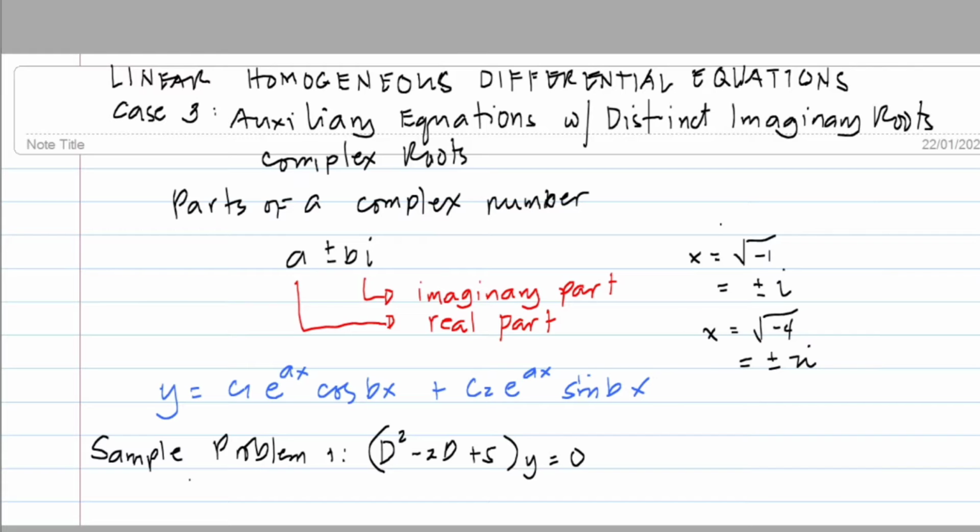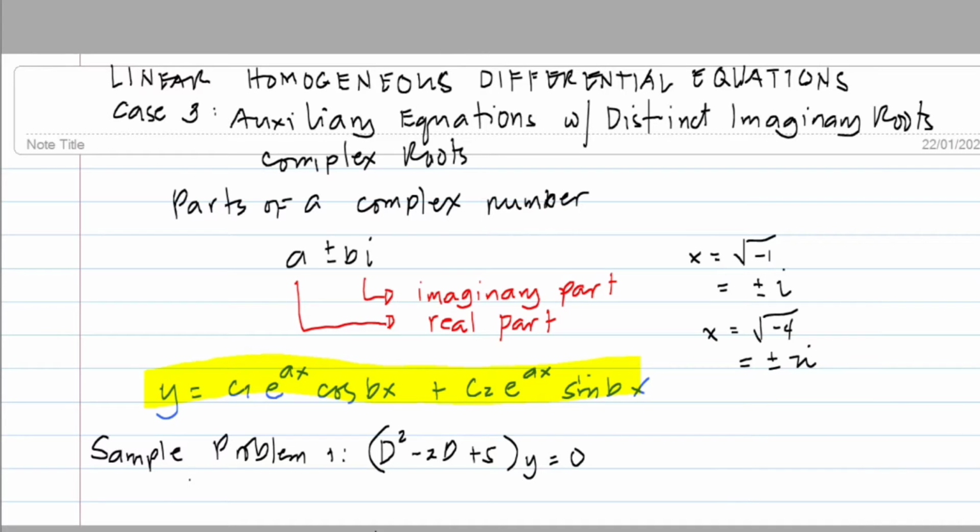In dealing with auxiliary equations with distinct imaginary roots, pag sinabi natin distinct, ano nga ulit? Wala siyang kaparehas. Okay? Wala siyang katulad. So, ito yung gagamitin ninyong solutions. And so y is equal to c1, yung constant natin, e to the ax, yung a natin is the real part, cosine bx, yung b natin is the imaginary part, yung numerical value, plus c2 e to the ax sine bx.